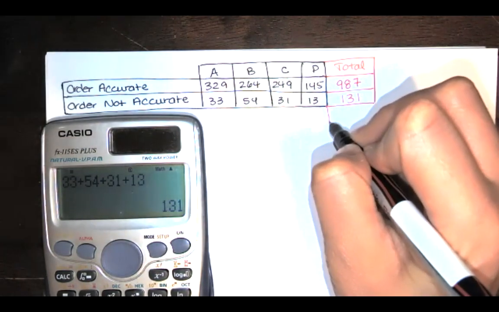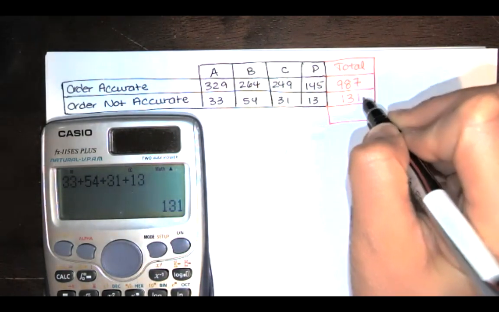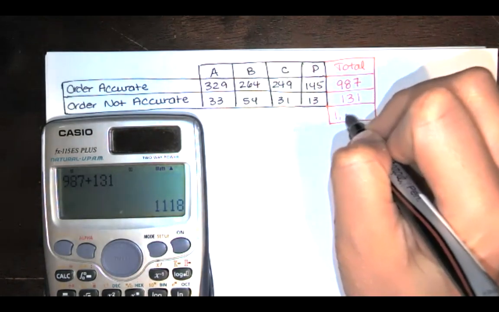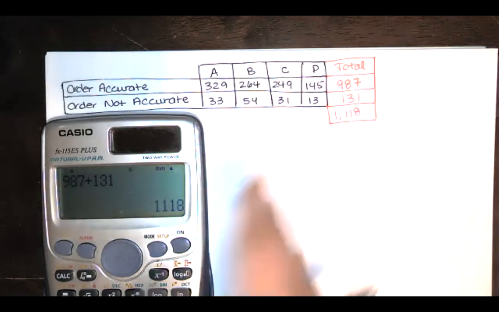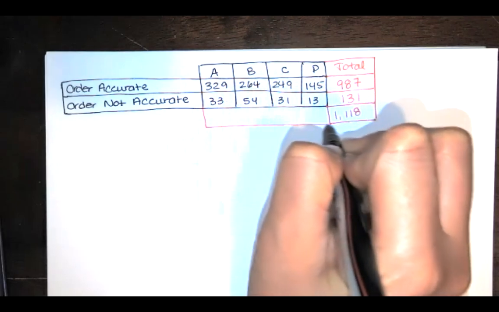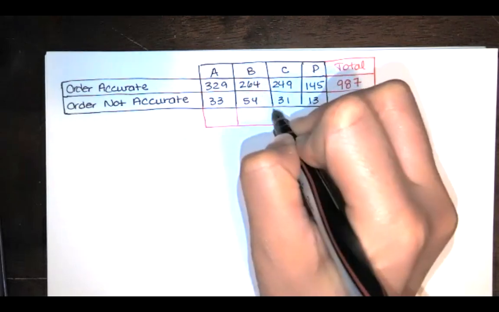So if we want the total number of orders in our sample, we just add these two numbers together. We add the inaccurate orders to the accurate orders, and we get 1,118.